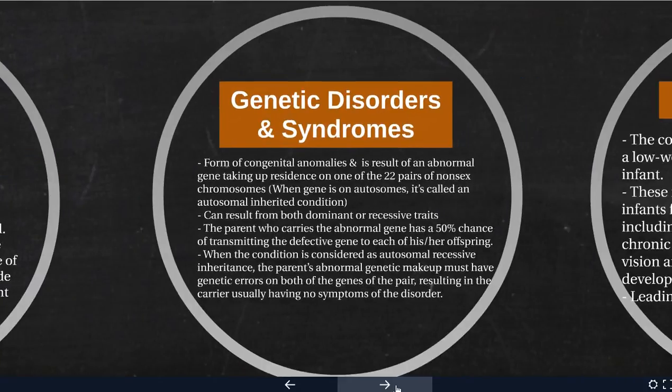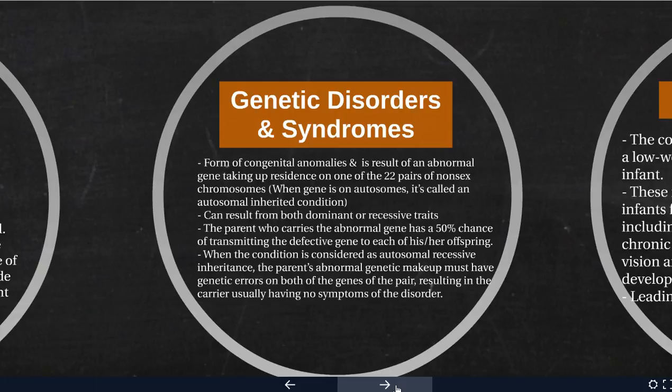Genetic disorders and syndromes are a form of congenital anomalies, and it's a result of an abnormal gene taking up residence on one of the 22 pairs of non-sex chromosomes. A couple of things I want you to note here: when the gene is on an autosome, it's called an autosomal inherited condition. So if the extra gene that is not supposed to be there is living on an autosome, then it will be an autosomal inherited condition. This can result from both dominant or recessive traits.